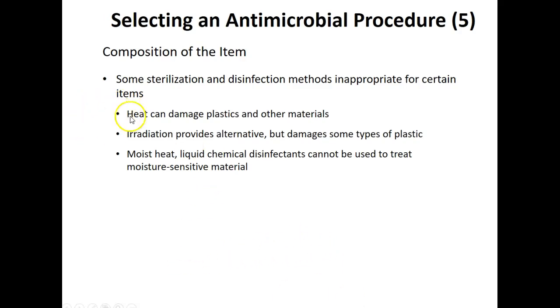You can use heat, as I said, to try and sterilize metals, but definitely not for plastics and certain soft materials. Irradiation is a great alternative to heat, but in some cases it can damage plastics. Moist heat, which is essentially autoclaving, and liquid disinfectants can't be used to treat moisture-sensitive materials. This is because the moisture sensitivity would allow those liquids, in the case of liquid chemical disinfectants, and the steam, the water vapor from the moist heat, to damage that particular material.